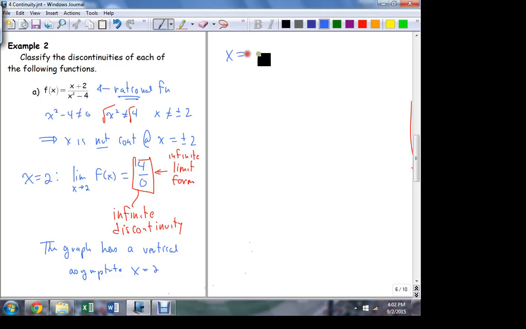Okay, now let's go to the second case. What happens at x equals negative 2? Okay, so what can I say about the limit? 0 over 0. What do we call that? Indeterminate. This is the indeterminate case.